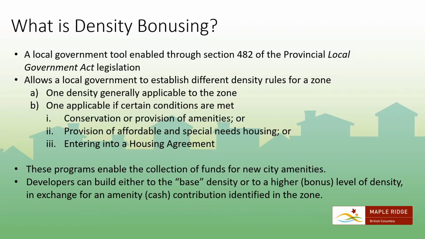With a density bonus, a zone has one density that is generally applicable to the zone and a second density that is applicable if certain conditions are met, such as conservation or provision of amenities, provision of affordable and special needs housing, or by entering into a housing agreement. The developer, by right, always has the option of developing at the base level of density, but usually has an incentive to consider higher densities. These programs enable the collection of funds for new city amenities.